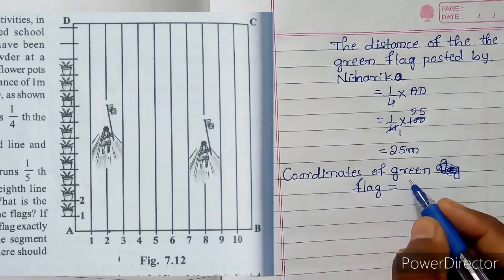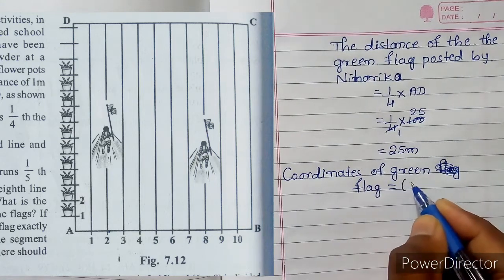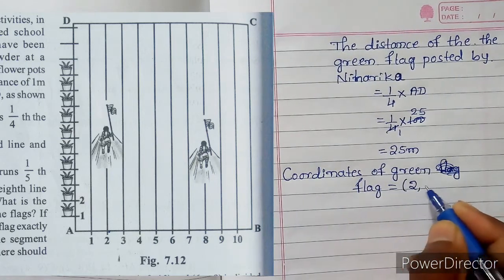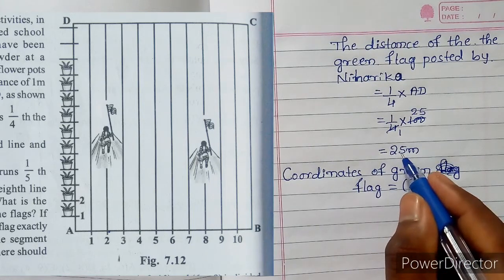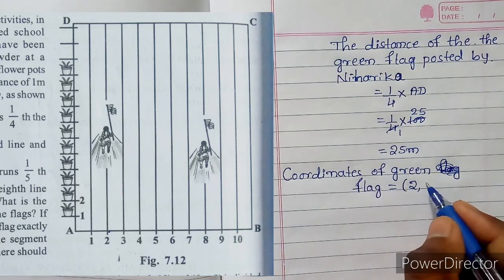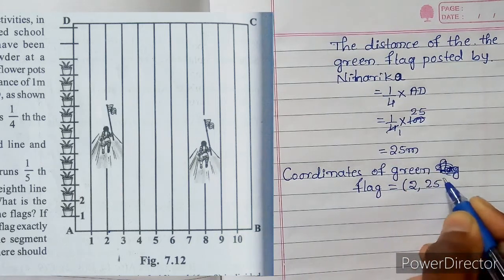Here Niharika is standing on the second line, that is x. Second line means x is 2. Then the value of y is 25, because she runs on the y-axis up to 25 meter.